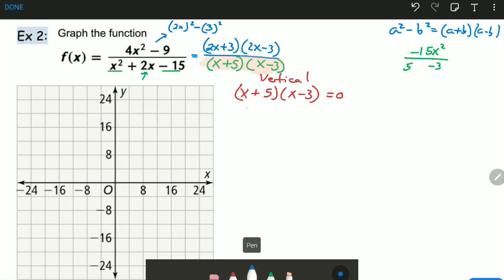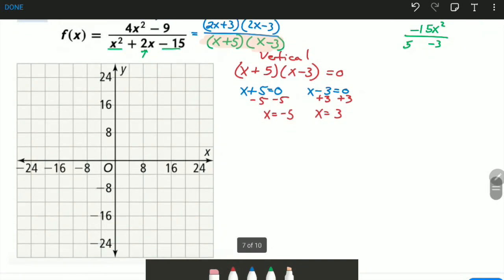Using the zero product property, we'll set each factor equal to 0. So x plus 5 equals 0, and x minus 3 equals 0. Subtract 5. So x equals negative 5 is one of our vertical asymptotes. And add 3. x equals 3 is our other vertical asymptote.